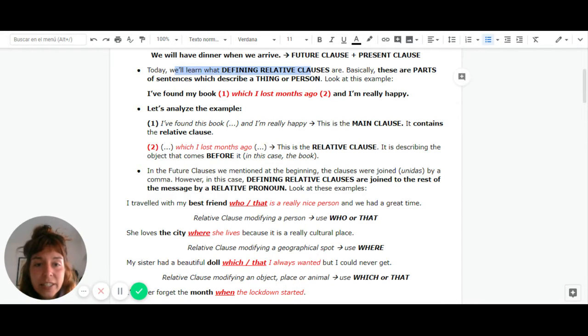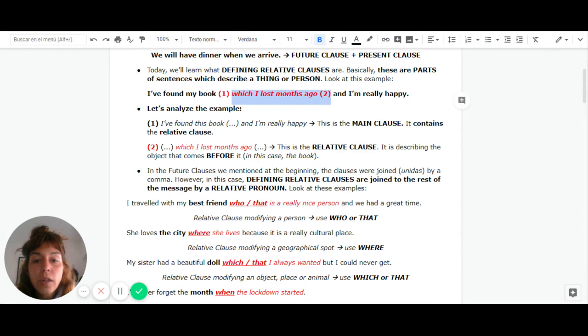These parts of the sentences, these clauses, are going to describe a thing or a person or a place. Estos pedacitos de oración que vamos a meter adentro de otras oraciones nos van a ayudar a describir, a dar información sobre una cosa, un lugar o una persona. Let's look at the example. I have found my book, which I lost months ago, and I am really happy.